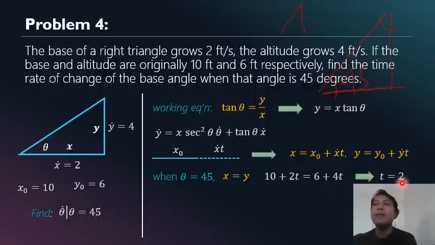Anong ibig sabihin nun? 2 seconds yan. Anong ibig sabihin nitong 2 seconds na ito? Yan yung time na kinakailangan mula simula, no? Para yung angle ay maging 45 degrees. No? So, when the angle is 45 degrees, actually, that happened after 2 seconds.